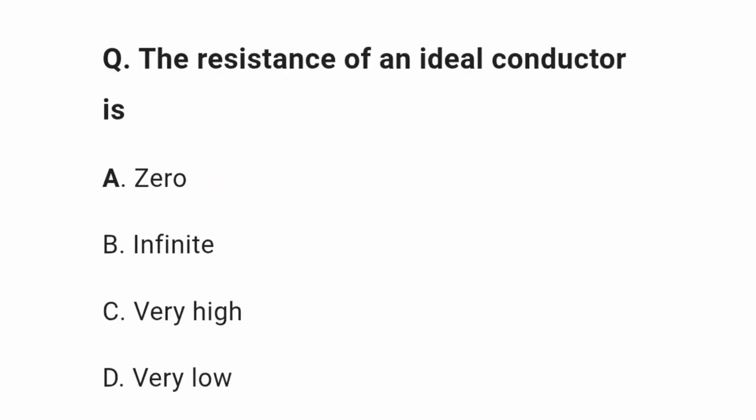Next question. The resistance of an ideal conductor is? Options are 0, infinite, very high, very low. The right answer is option A, 0. The resistance of an ideal conductor is 0.